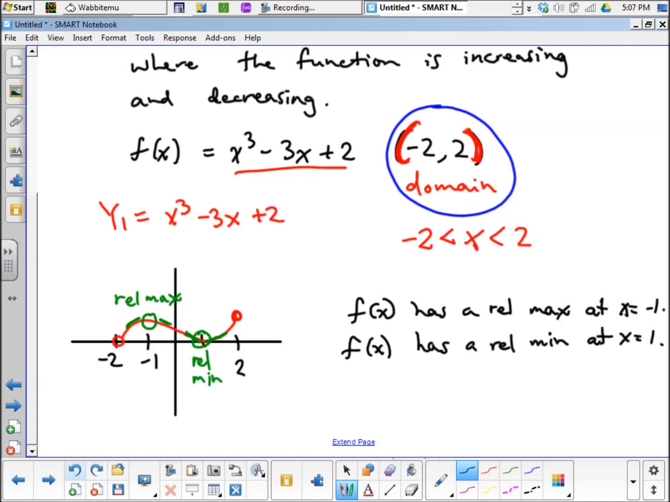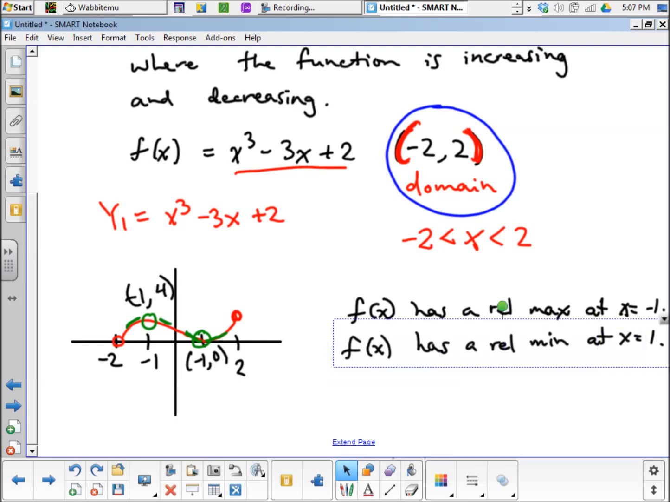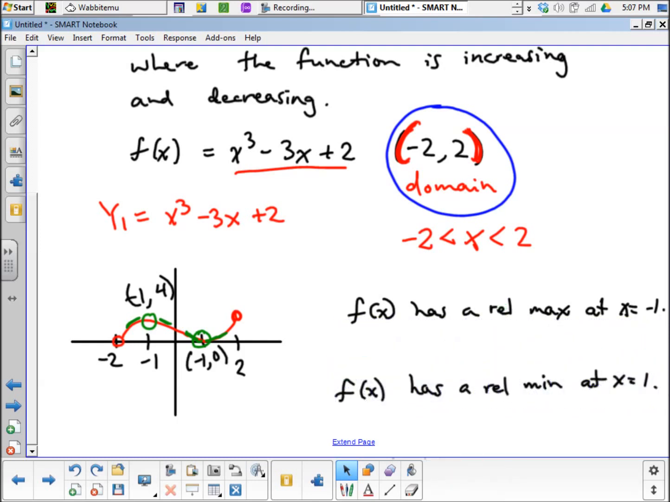Alright, now, little comments here. Gotta make some statements here. This point right here is the point -1, comma, and I believe the calculator was telling me 4. And this point is 1, comma, 0, if you remember from the screen. So I just want to say this. There's another thing you can say here to add to this.